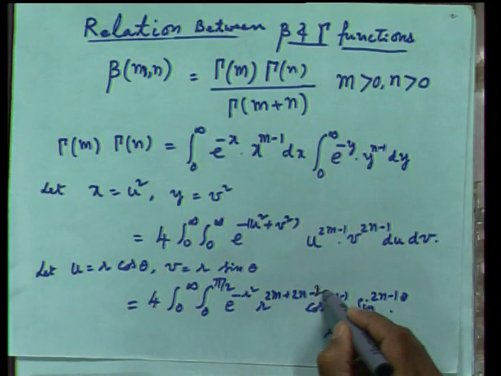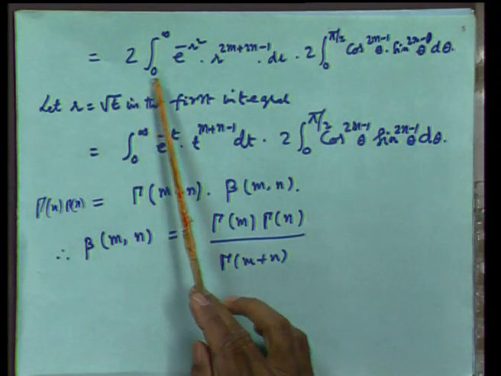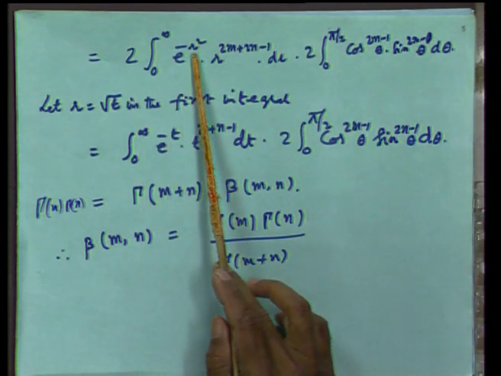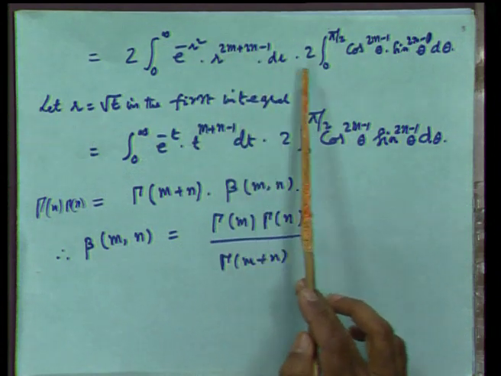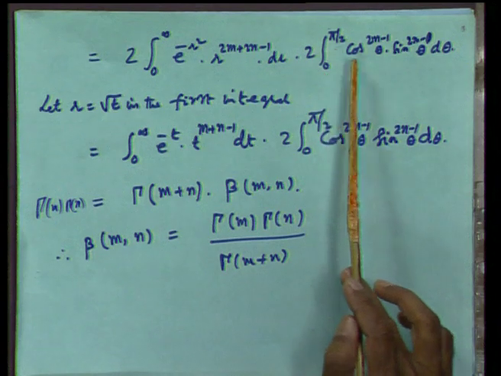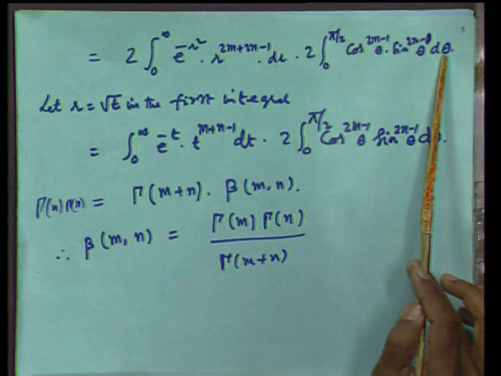This r is absorbed here, or otherwise a 2 must be here. So, that is equal to, again written as a product of two integrals, namely 2 into integral 0 to infinity e power minus r square r raised to the power of 2m plus 2n minus 1 dr, then into integral 0 to pi by 2 cos to the power of 2m minus 1 theta sin to the power of 2n minus 1 theta d theta.